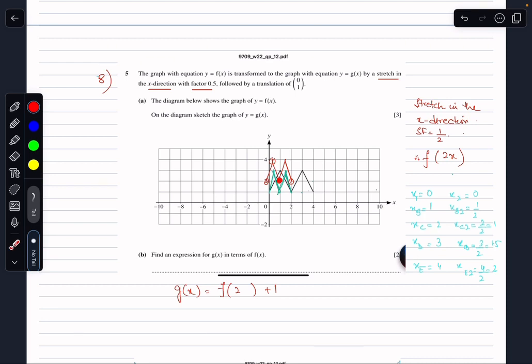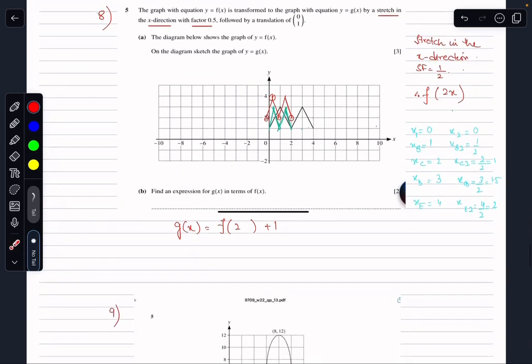This point 1 unit in the y direction, this point 1 unit, this point again 1 unit, and then this is how I will be getting my translated curve by translation factor or vector, which is 0 and 1. So this is going to be my function g(x).